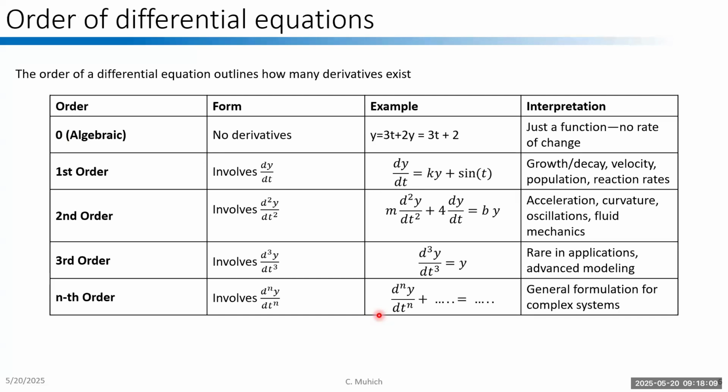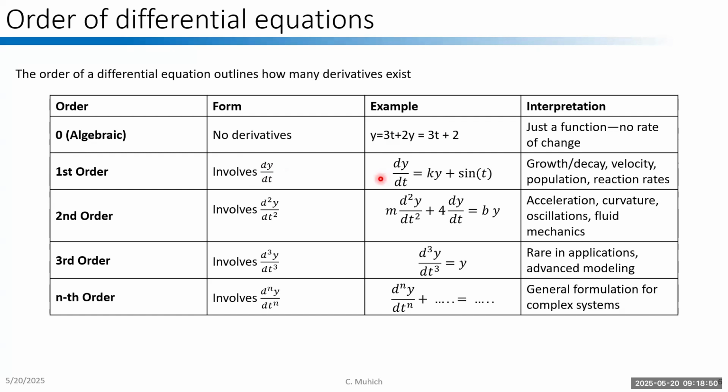Let's talk a little more about ODEs and their different orders. The order of a differential equation is how many derivatives exist in its functional form. A 0th order differential equation is just an algebraic expression: I've got some form of y that's equal to some number of constants and/or variables. I have no information about a rate of change. A first order differential equation involves dy/dt in that equation.